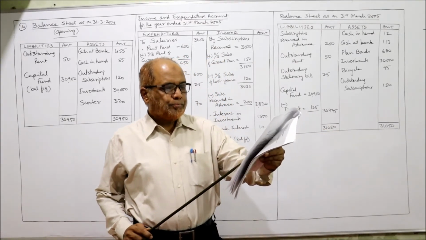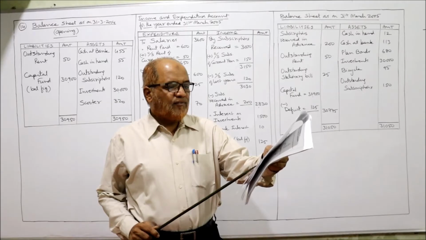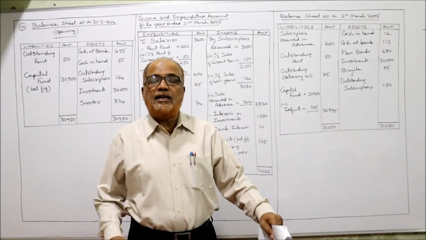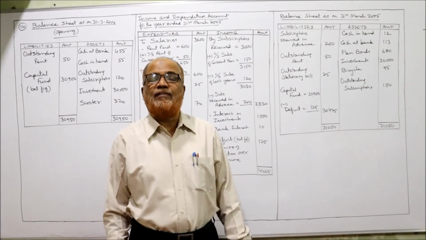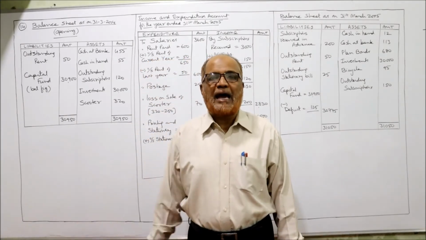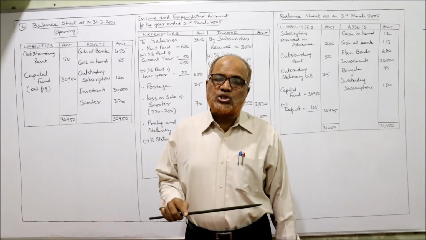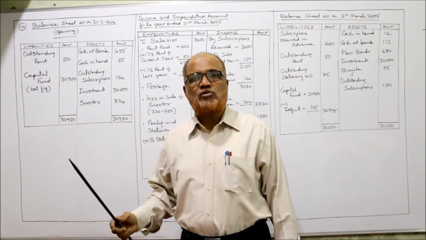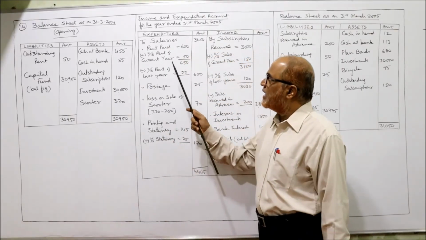Now, rent for March 2005 rupees 50 is still to be paid. Current year March 2005 rent 50 rupees still to be paid. That means current year outstanding will be added. So last year outstanding 50 rupees will be deducted. Current year's outstanding 50 rupees will be added. So here you can see rent.